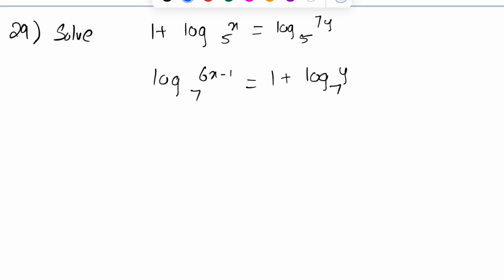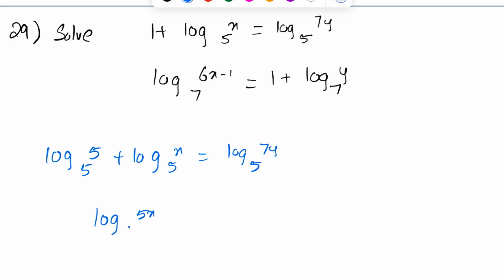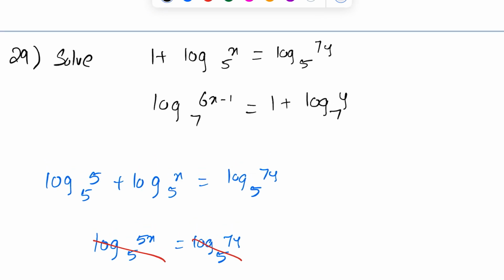So the first one can be written as log 5 to the base 5 plus log x to the base 5 equals log 7y to the base 5. So it becomes log 5x to the base 5 equals log 7y to the base 5. Log base 5 gets cancelled. Then this one was square. So what do I get from there? 5x square equals 7y. That is the first equation.